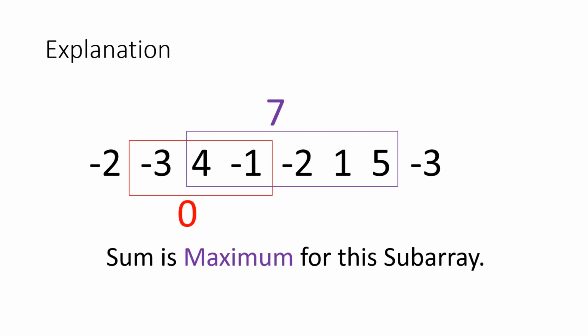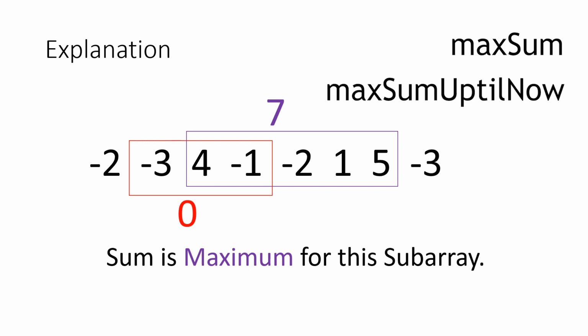Alright, so what Kadane's algorithm says is that we want to print the maximum subarray sum, for which we will be declaring two variables. One variable will be max sum, which will be storing the maximum sum, and the second one will be the maximum sum up till now. These two variables will be initialized to 0 first of all.